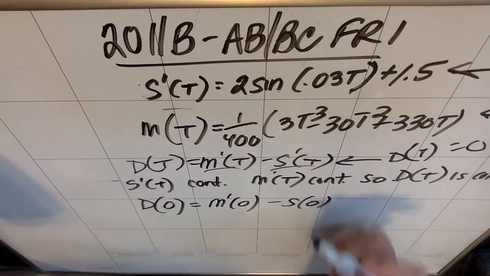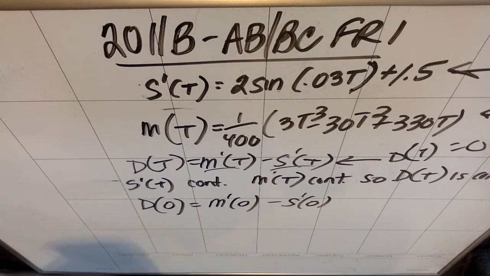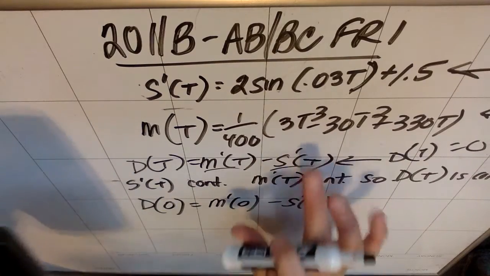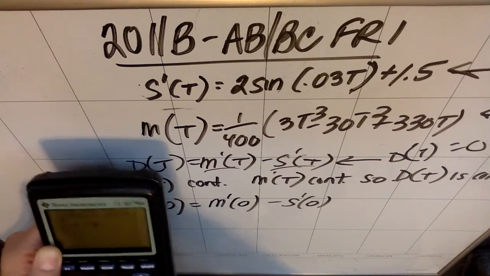So my argument is s prime of 0. You do want to put this in your calculator, and here's why. When I go to put this in y2, that's going to be a 1 divided by 400.